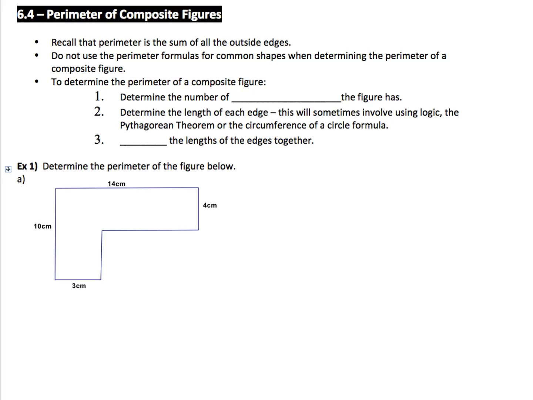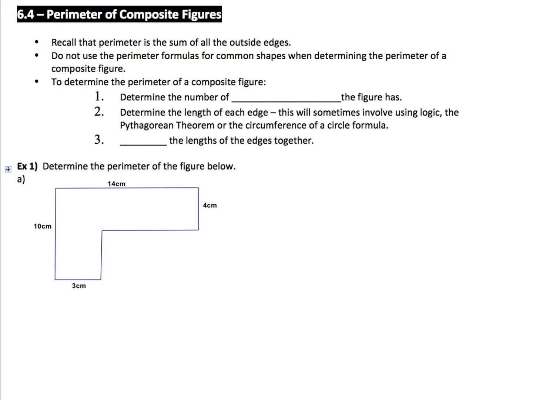This is Mr. Smith, and this is 6.4 Perimeter of Composite Figures. Now, remember what I said, 6.3 is area of composite figures. I find it a lot easier to learn that way. If you know area, it's pretty straightforward. Perimeter is a little bit trickier because there's a lot of extra calculations you'll have to do. So take your time working through this.